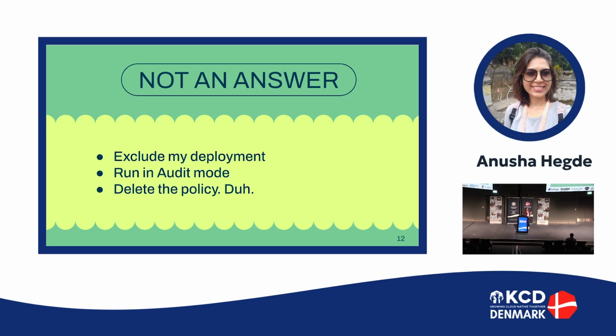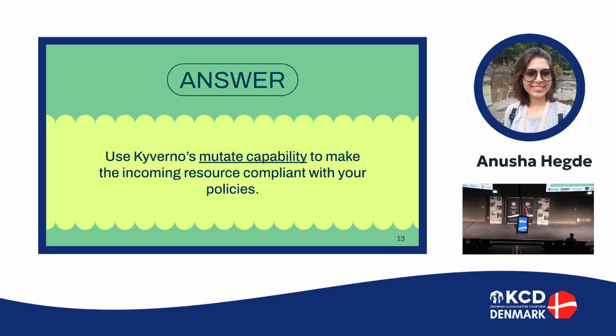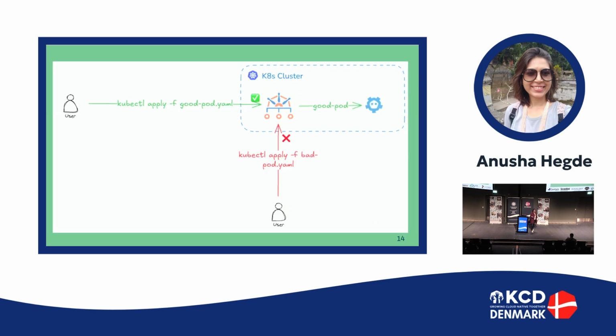But since we're talking about quirky use cases of Kyverno, you can also use Kyverno's mutate capability to make the incoming resource compliant with your policies. So what does that mean? Say you have a user trying to apply a good pod. Kyverno checks it, everything is great, and the good pod gets persisted into etcd. Now there's another user who's trying to create a bad pod. Kyverno checks it, it does not comply, and you reject the request.